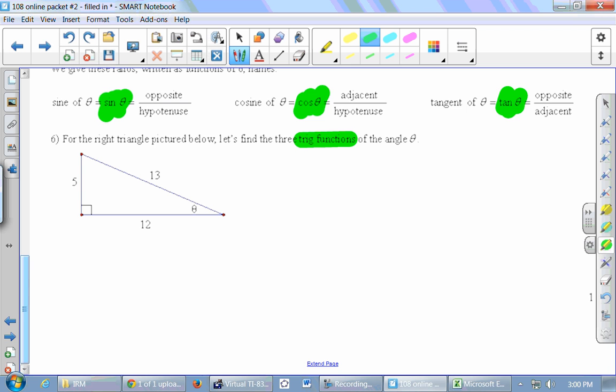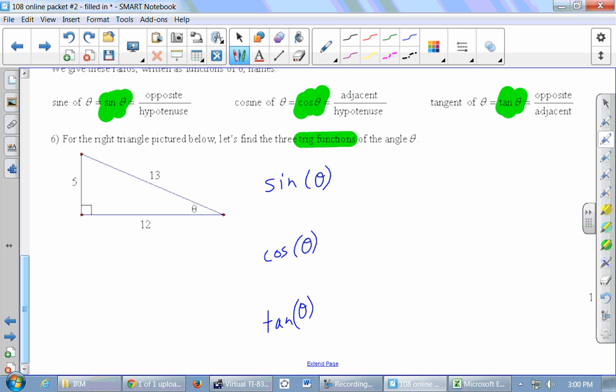Number 6. For the right triangle pictured below, let's find the 3 trig functions of the angle theta. Okay, good notation here: sine of theta. You don't need the parentheses, but I'm putting them in there just to really highlight the fact that it's a function. Cosine of theta, tangent of theta. Okay, these are going to be numeric ratios. That's what we're after. With respect to this angle theta, let's label these sides as opposite, adjacent, and hypotenuse. The hypotenuse is this big one here.